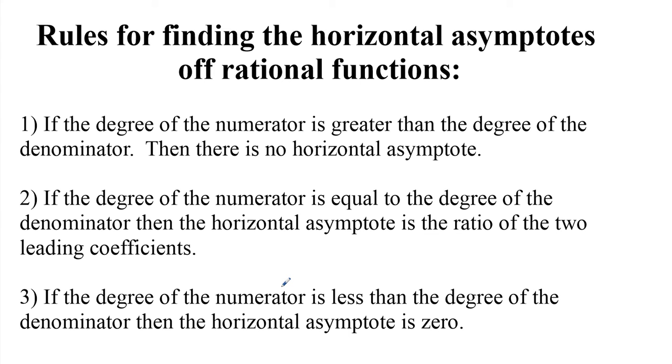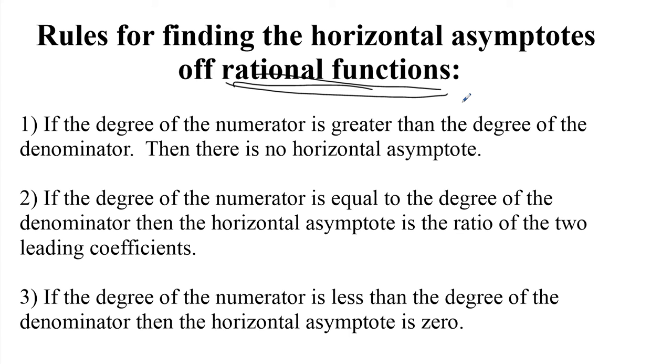And so they're fairly straightforward. It says if the degree of the numerator is greater than the degree of the denominator, then there is no horizontal asymptote. So all we're doing here is comparing the degree of the numerator to the degree of the denominator. And again, this one only works for rational functions. If we have something other than a rational function, we're probably going to have to do something else.